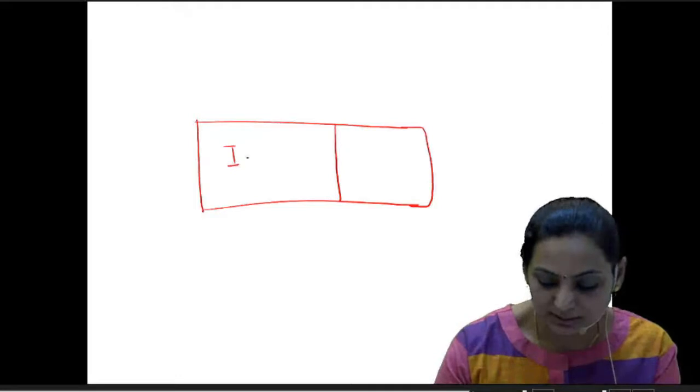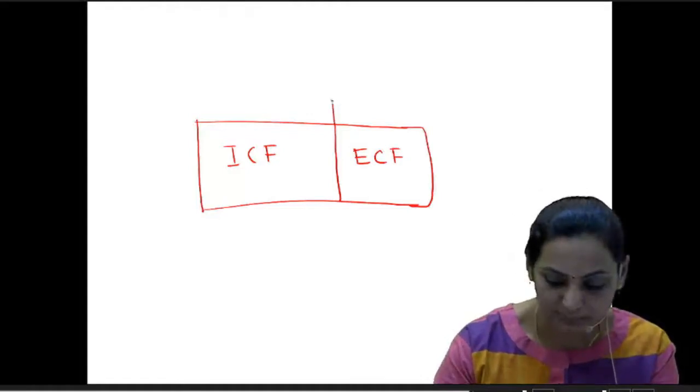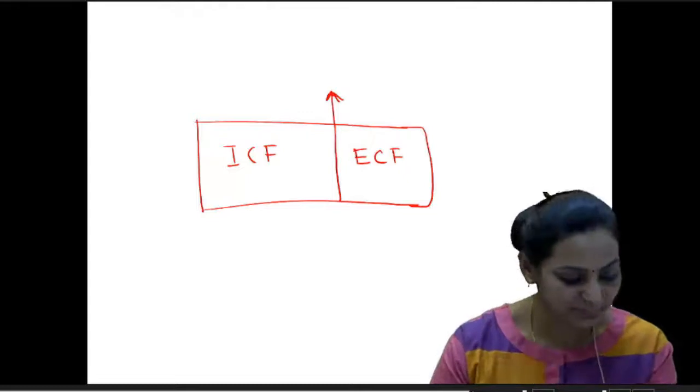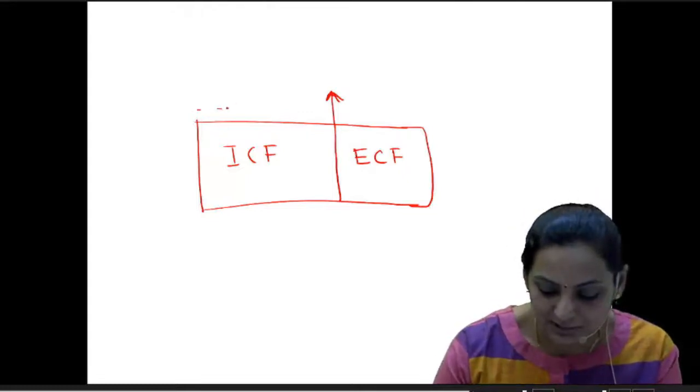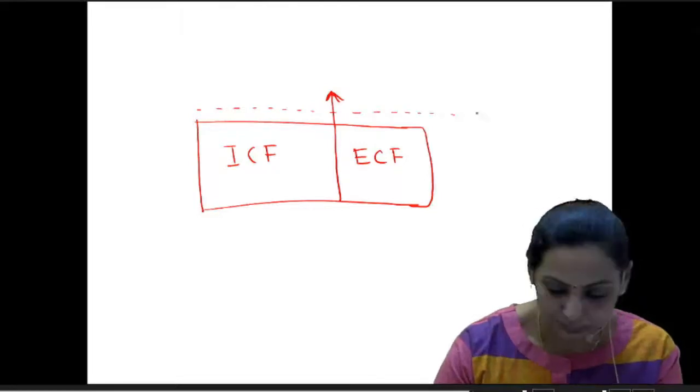So this is suppose ICF and this is ECF. This is the solid line which was being spoken about. This is the solid line which I was speaking. Now a dashed line is being given to you.